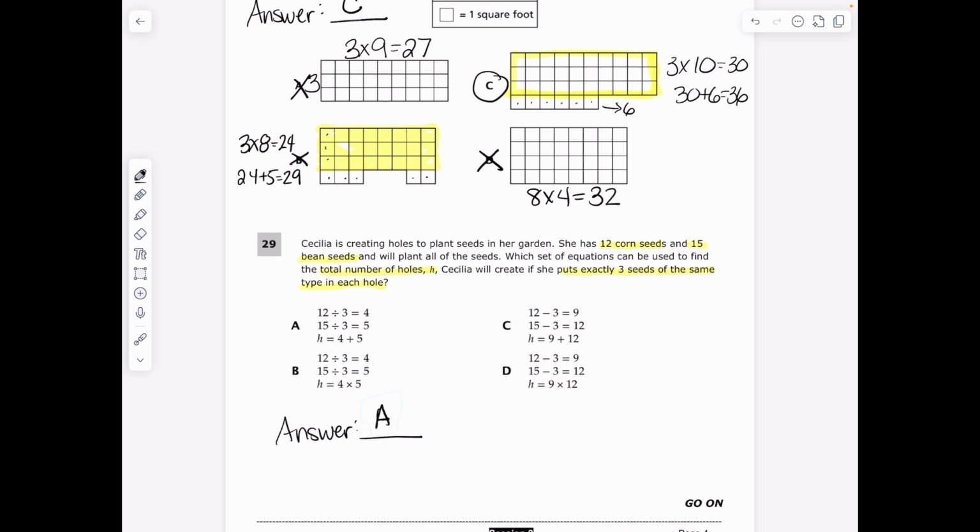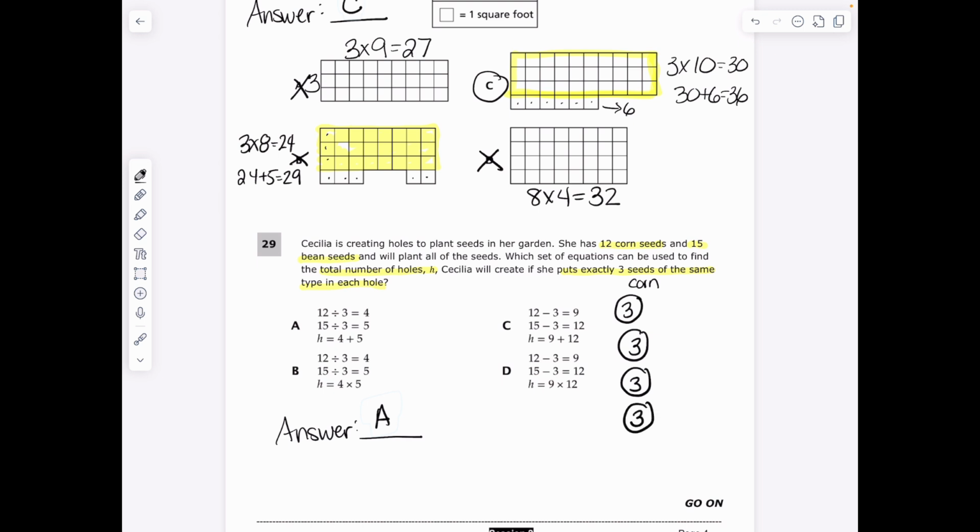So this is one where I kind of have to think about what's happening. And I'm going to start with the corn seed. So that means every time she puts a hole, she's going to put 3 seeds inside. So I'm going to have 3 corn seeds, and then another 3 corn seeds, another 3 corn seeds, and another 3 corn seeds. So that's what's happening in the problem.